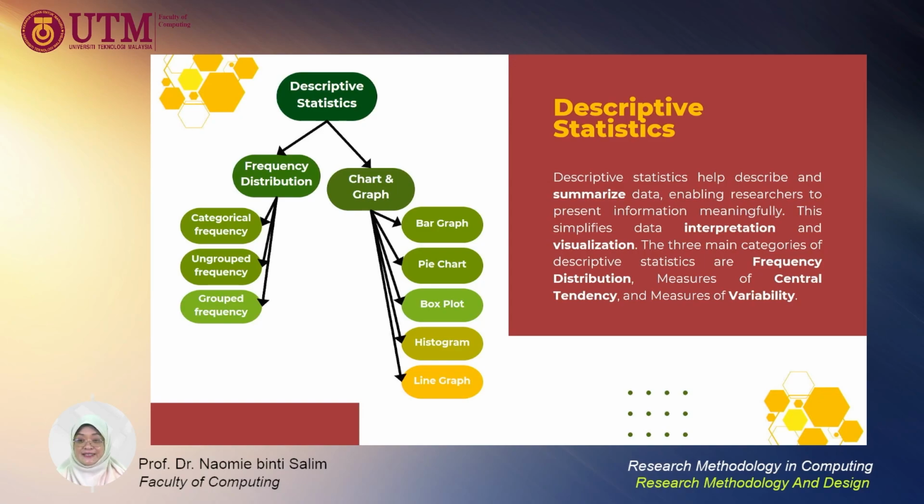Descriptive statistics help describe and summarize data. It helps researchers to present information meaningfully. This simplifies the data interpretation and visualization. There are three main categories of descriptive statistics, which are frequency distribution, measure of central tendency, and also measures of variability, which I'm going to explain later in this part of the module.